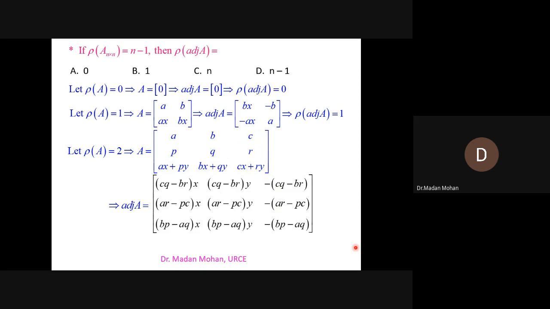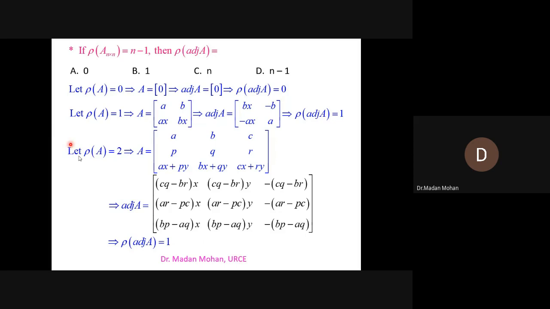Now, if you observe CQ minus BR, CQ minus BR, CQ minus BR, here AR minus PC, AR minus PC, here BQ. Therefore, this first column is a multiple of the third column. Second column also a multiple of the third column. Therefore, the first two columns depend on the third column, so the first two columns can be deleted. You remain with only one column, hence its rank is 1. That's why its rank is 1.